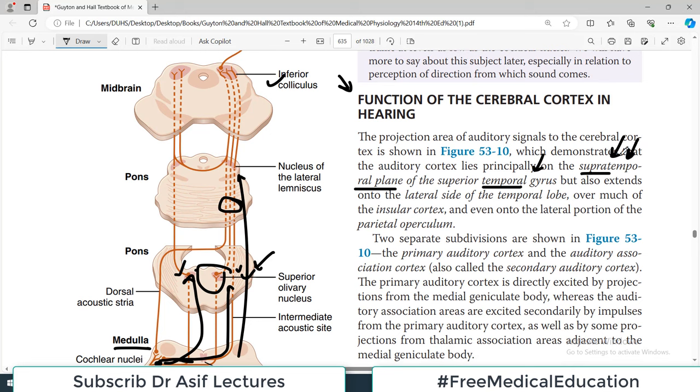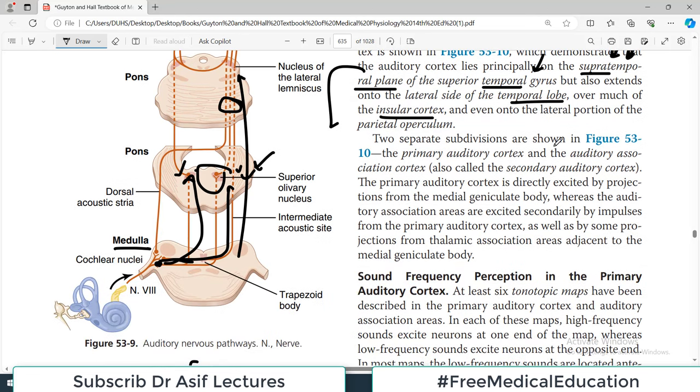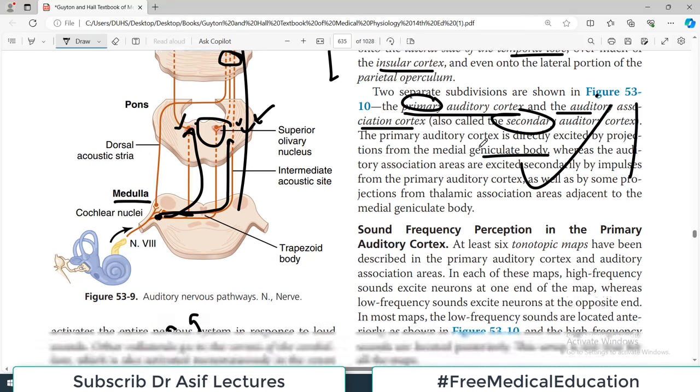Don't ask me what these things are. Anatomy, watch my videos of anatomy. But it also extends onto the lateral side of the temporal lobe over much of the insular cortex. So if you know the anatomy, you know where it is. Two separate subdivisions are shown: the primary auditory cortex and the auditory association cortex. So primary area or secondary area, basically. The secondary area we also call the association cortex. The primary auditory cortex is directly excited by projections from the medial geniculate body. Which pathway goes where is written here.